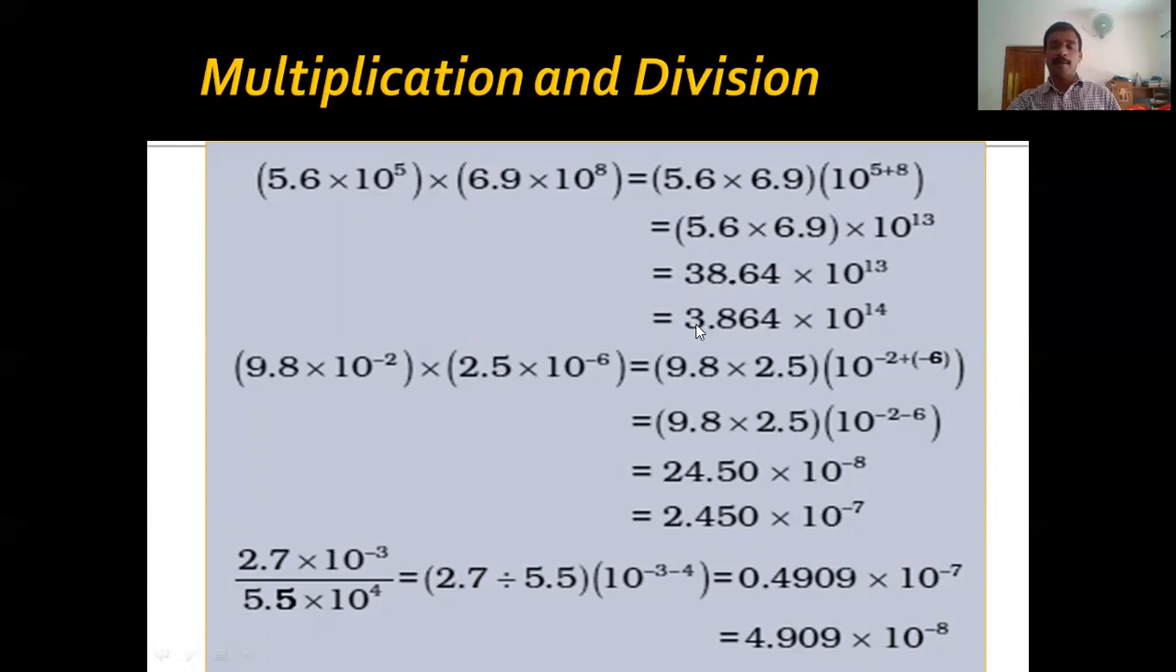38.64 has to be written as 3.864 into, now it is not 10 raised to 13, now it is 10 raised to 14. 1 place to the left. So you have to add 1 to this one, 10 raised to 14. Another example, 9.8 into 10 raised to minus 2 into 2.5 into 10 raised to minus 6.